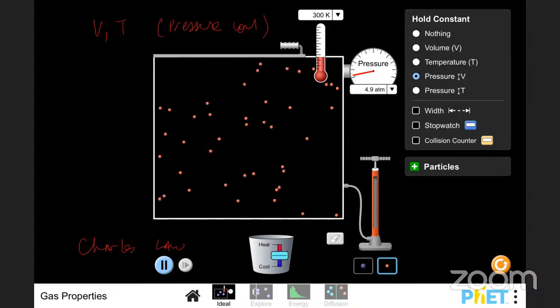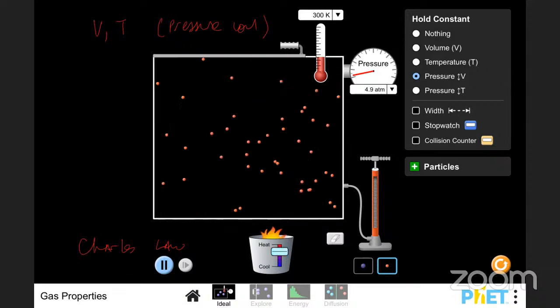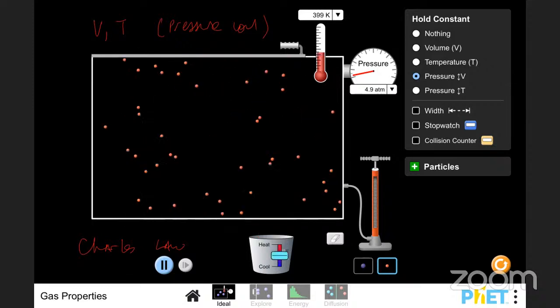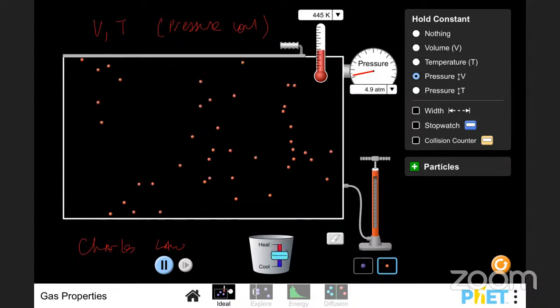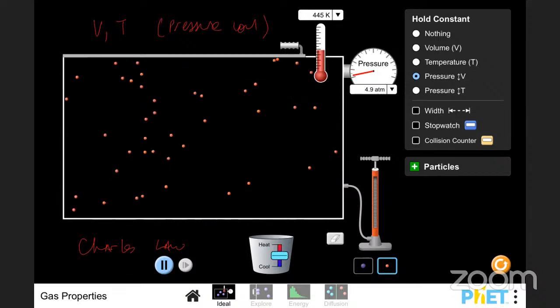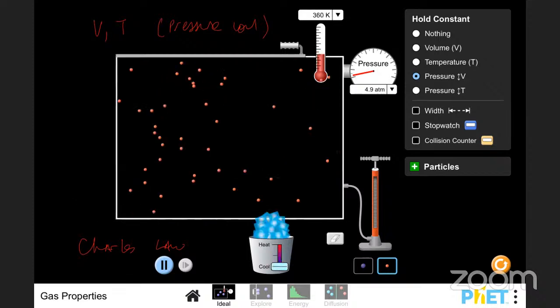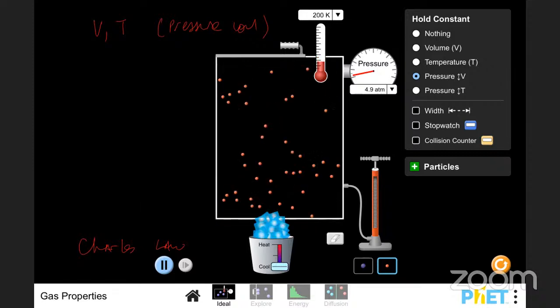Okay, I'm not sure what happened there, right? But it will show you how the volume will change. So watch this here. I'm heating it. By increasing temperature, the only way for pressure to stay the same is by increasing the volume. The volume has to increase. By cooling it, the only way to keep pressure the same is to make the volume smaller.